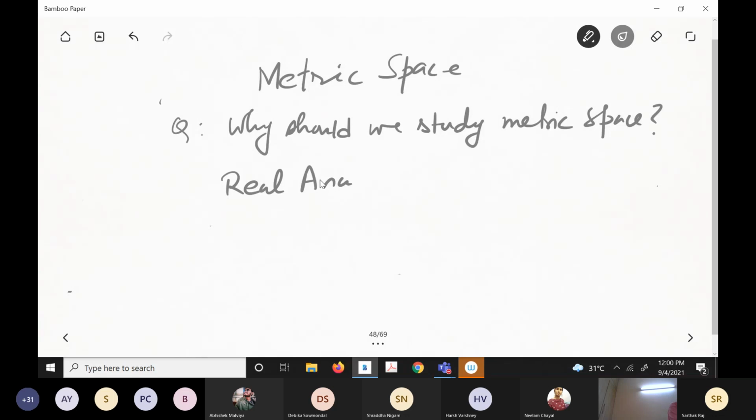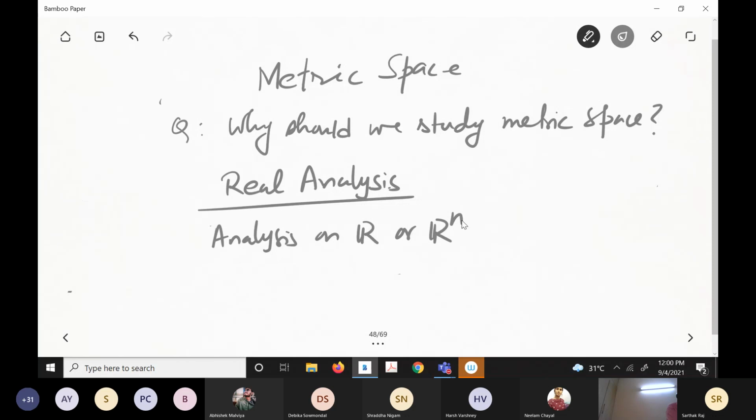Even your real calculus is part of real analysis. Look, what does real analysis mean? It means analysis on R or R to the power n. When you had functions of several variables, you did analysis here. And when you have only a function of one variable, you did that. So particularly, you have studied functions like this, R to R, or maybe on some interval.